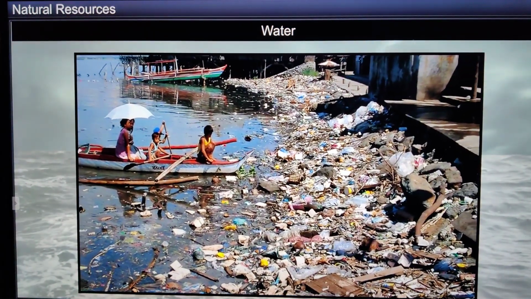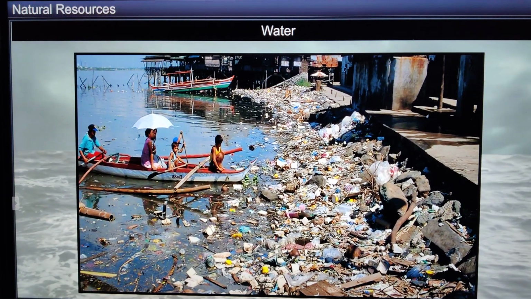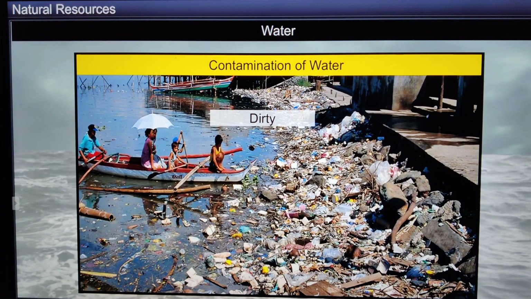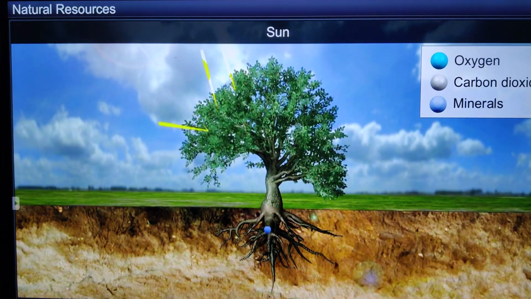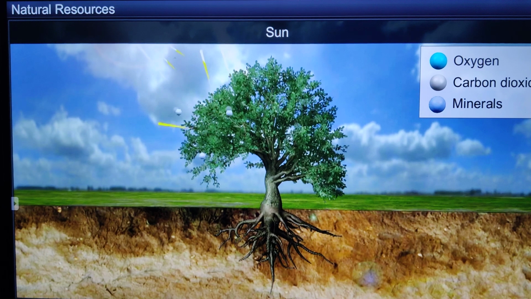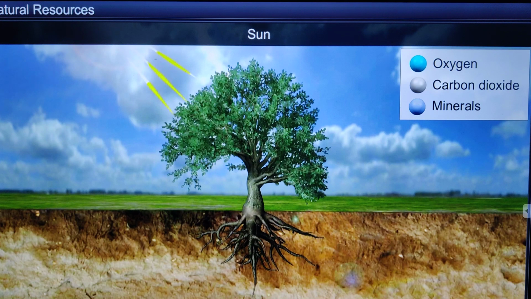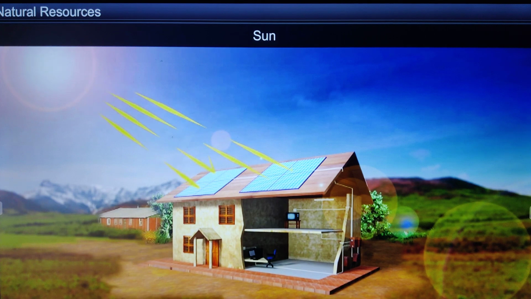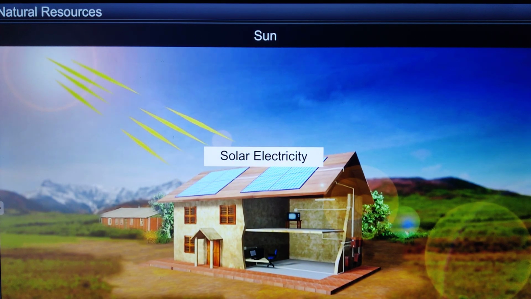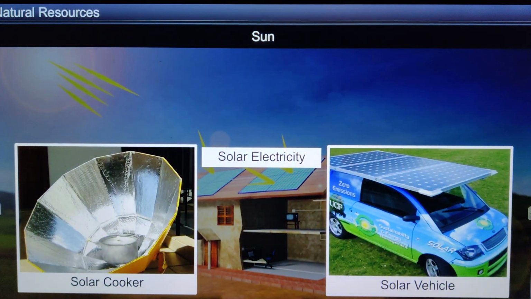Therefore, it is essential to realize the importance of water as a natural resource and save as much as we can and avoid contaminating it with dirt, chemicals, and microorganisms. Another important natural resource is the sun's energy that plants use during photosynthesis. The sun's energy is not only vital for the growth of these plants, but also for humans who use the sun's energy for varied purposes, including generation of electricity, cooking food, and driving vehicles.